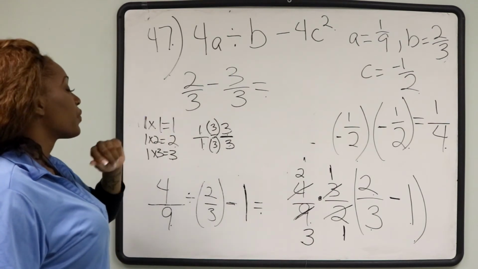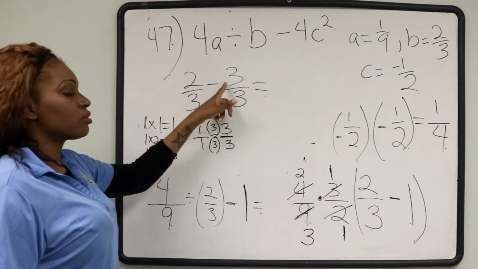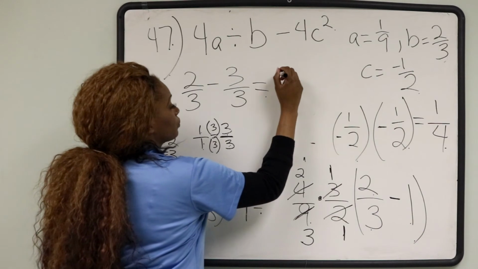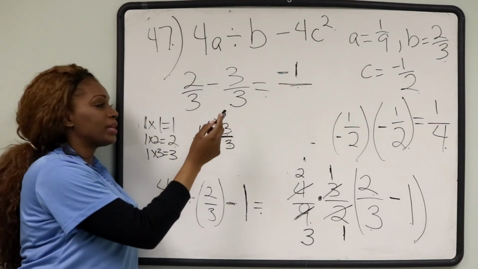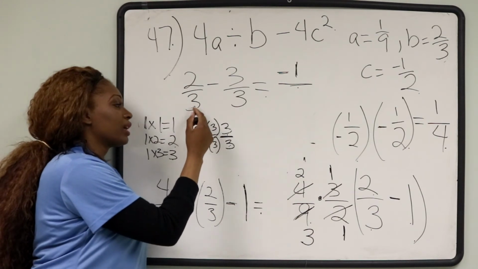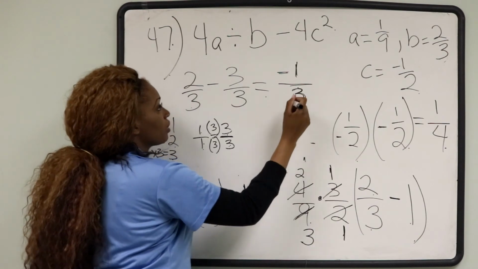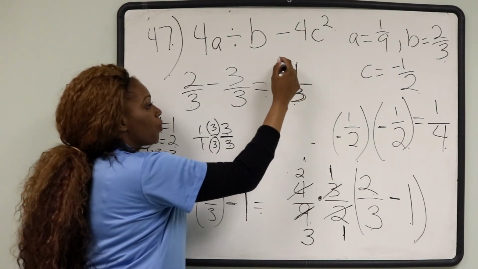So what we're going to do is first subtract in the numerator. 2 minus 3 is -1. When you're adding or subtracting, your denominator always stays the same. So 3 just comes straight over. Our final answer for 47 is -1/3.